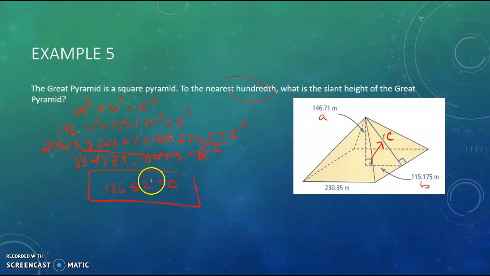And so that's that many meters. And so that is how we find the hypotenuse using the Pythagorean theorem.